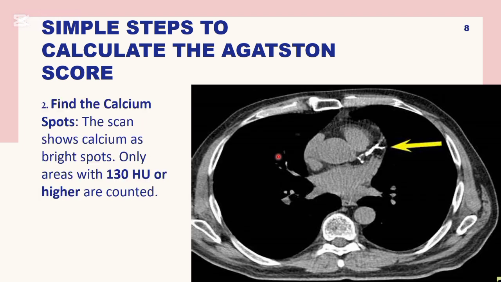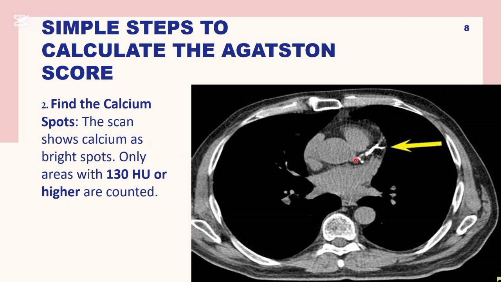In the second step, we will find the calcium in the whole of the coronary artery. This is a single slice. In the single slice, here is the deposited calcium. But if we scroll the whole scan from top to bottom, it will give us more spots if there is calcium. More spots mean many different areas of the coronary arteries where there is calcium.